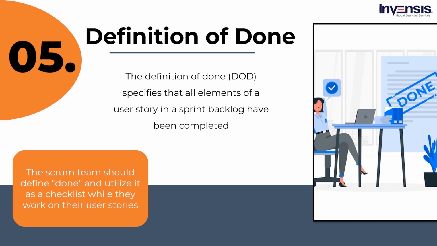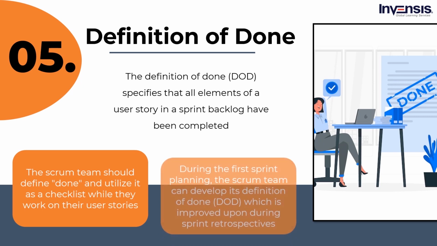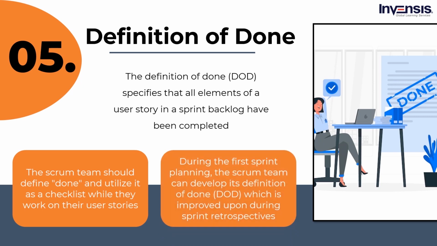So, as they complete each of the tasks in the checklist, they can mark those as done. During the first sprint planning, the Scrum team can develop its definition of done. It may then be improved upon during sprint retrospectives, which means that the DoD is not fixed. It might be modified accordingly throughout the process. And with Agile, there are a lot of dones.